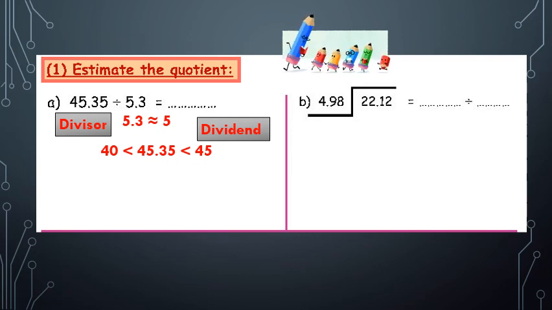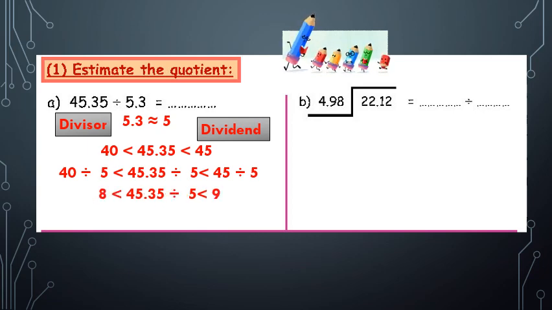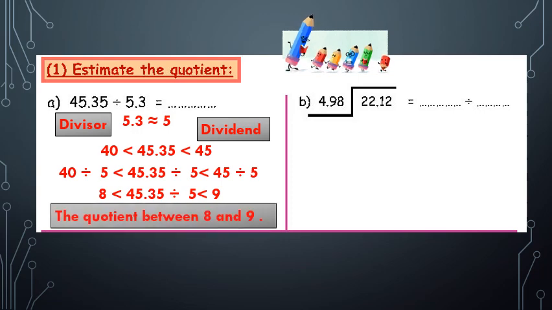So 45 and 35 hundredths is between 45 and 40 according to multiples of 5. Divide each number by 5, our divisor, 40 divided by 5, 45 divided by 5, and our example, 45 and 35 hundredths divided by 5. So it is estimately between 8 and 9. 8 because 40 divided by 5 equals 8, and 9 because 45 divided by 5 equals 9. So the quotient will be between 8 and 9.